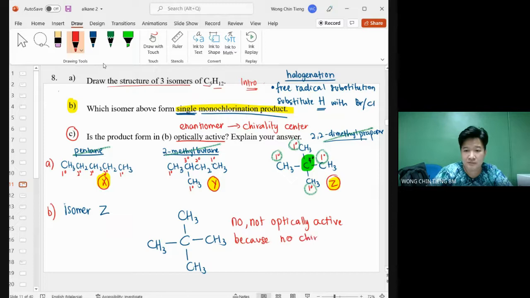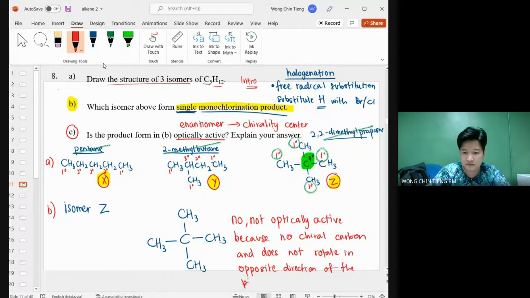no chiral carbon, ataupun no chirality center boleh, alright, and does not rotate in opposite direction of the plane polarization. Okay? Tak, bukan optically active. Boleh?